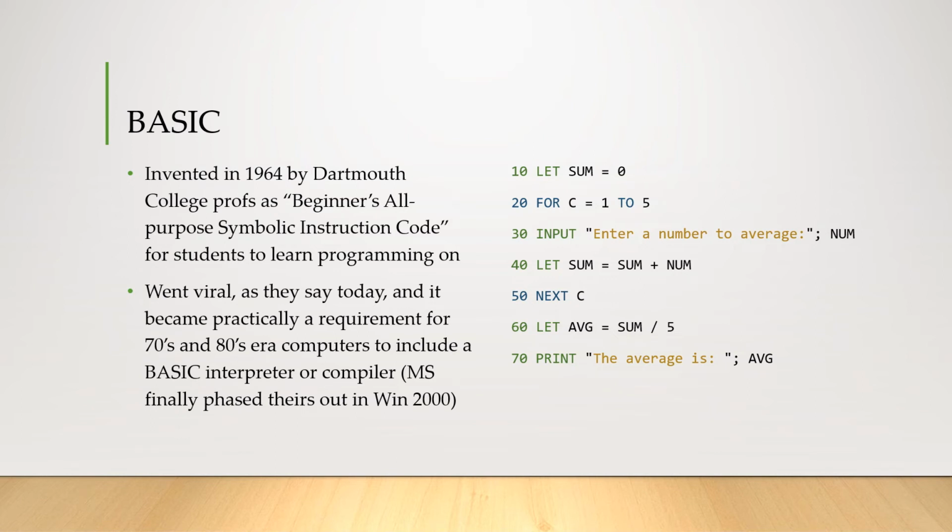BASIC went viral, as they say today, and it became practically a requirement for 70s and 80s era computers to include a BASIC interpreter or compiler when you bought your computer. Microsoft actually didn't phase out MS BASIC in their DOS Windows systems until Windows 2000. It was considered that popular or that necessary.